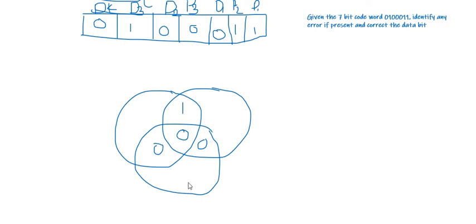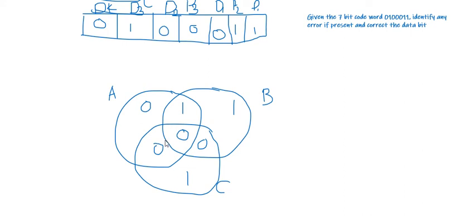You know the parity bits. Let's fill the bits. So parity 1 here, parity 2 here, parity 3 here. Let's name the circles: this is circle A, then B, and then C. First of all, you need to detect the error. Identify means find out. Detect the presence of error. Maybe there is an error, maybe there is no error. So you will have two options: yes error, no error.